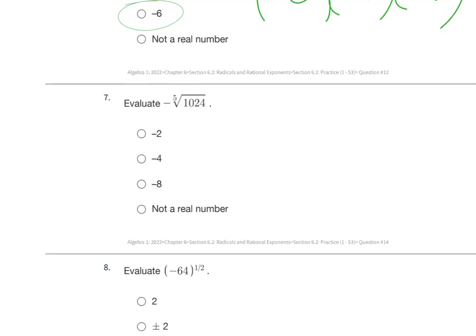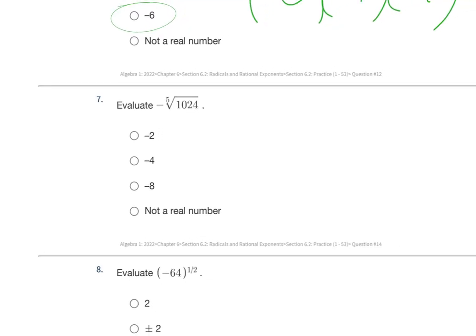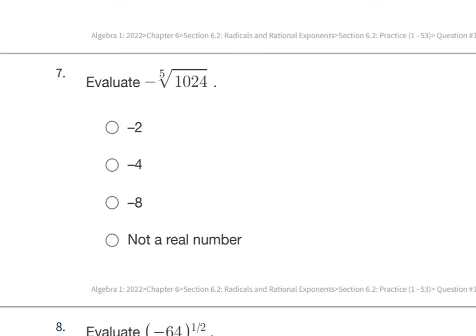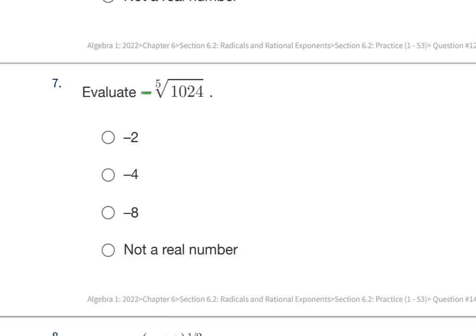Number 7, evaluate the fifth root of 1024. Now, hang on. This negative is on the outside. So that's why it's good that these three answers are negative. It will likely be a real answer. But you know what? I don't know what 1024 is.